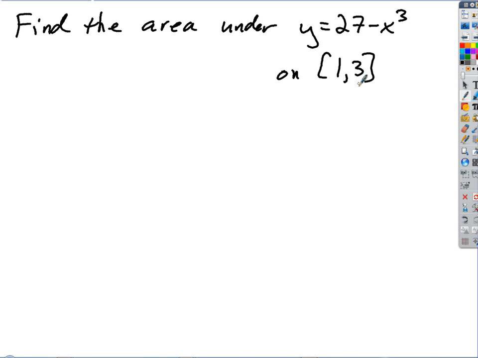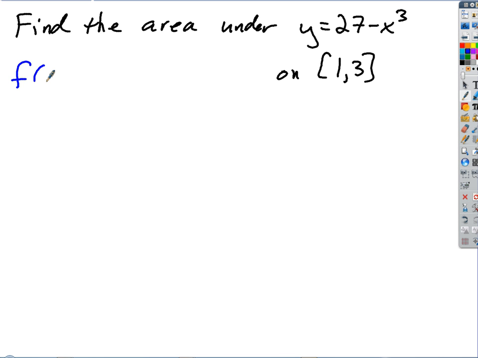Okay, so a problem like this, we want to find the exact area under this curve, 27 minus x cubed, on the interval where x goes from 1 to 3. And there's a couple of these on the homework. What they ask you to do is come up with a couple of things. I think there's 3 things.